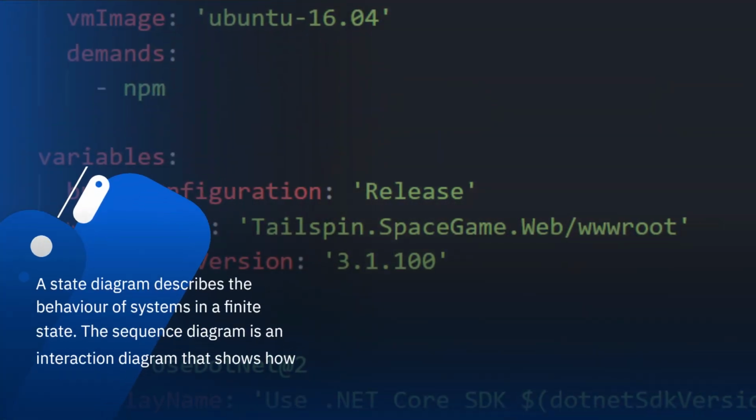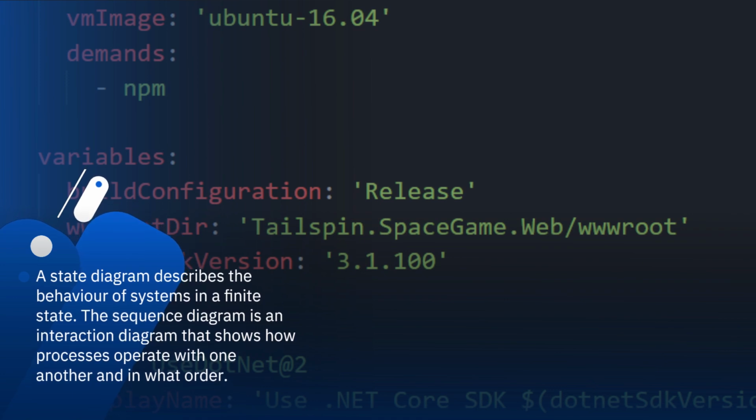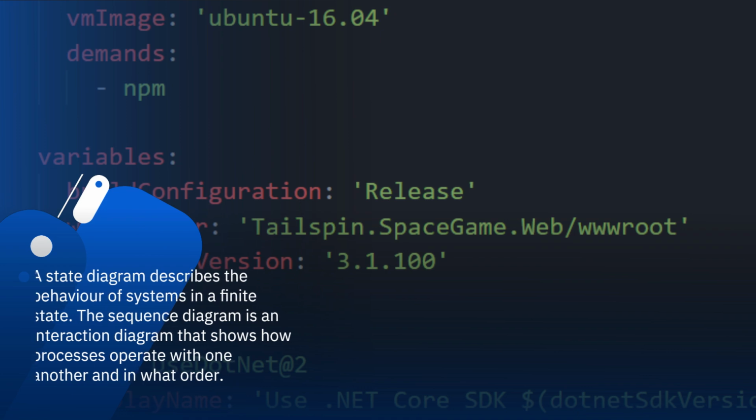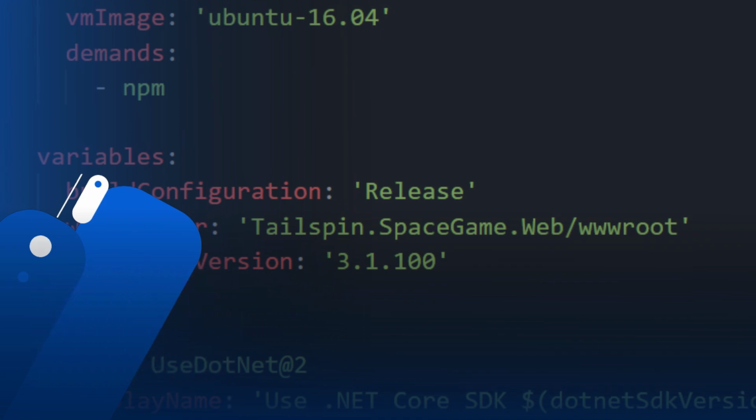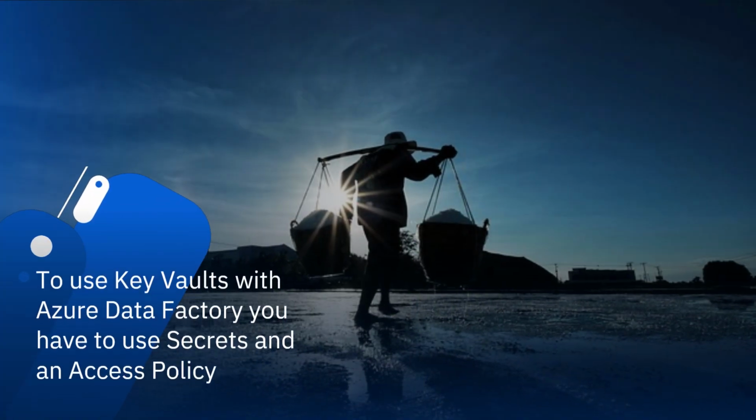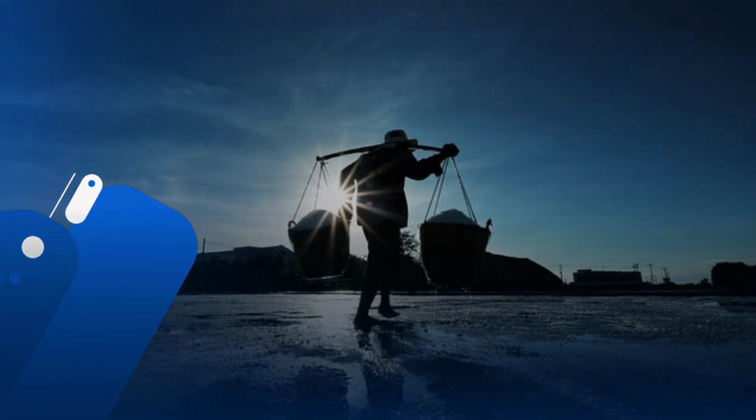A state diagram describes the behavior of systems in a finite state. The sequence diagram is an interaction diagram that shows how processes operate with one another and in what order. To use key vaults with Azure Data Factory, you have to use secrets and an access policy.